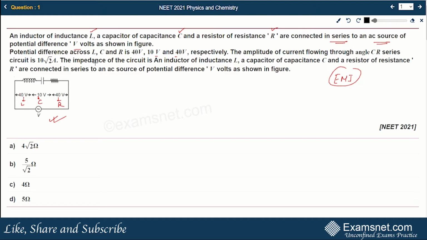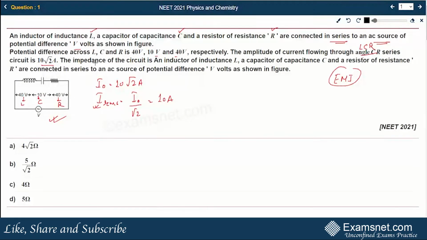Now the amplitude of current flowing through the LCR series circuit, please ignore the misprint, is 10 root 2 ampere. That means I naught is given as 10 root 2 ampere. So what will be the value of I RMS here? RMS current is given by I naught by root 2, right? So it will be 10 ampere only. So here we have to consider the RMS current.